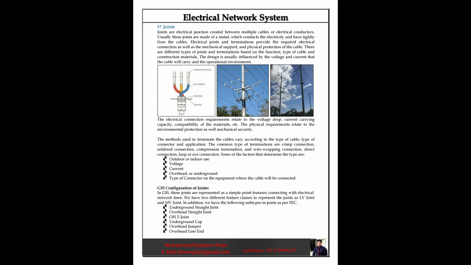Joints. Joints are electrical junctions created between multiple cables or electrical conductors. Usually these joints are made of a metal, which conducts the electricity and tightly fixes the cables. Electrical joints and terminations provide the required electrical connection as well as the mechanical support and physical protection of the cable. There are different types of joints and terminations based on the function, type of cable and construction materials.